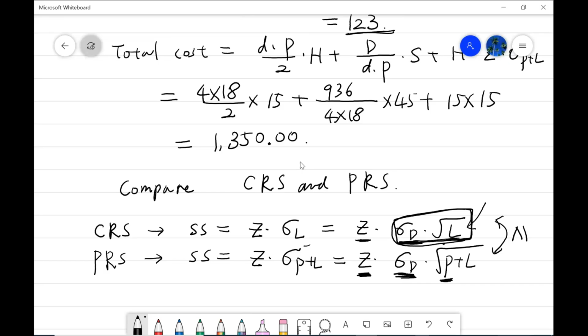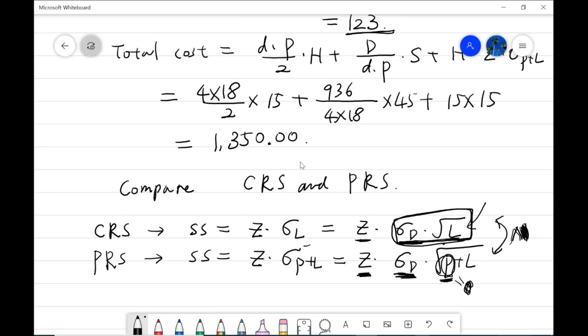So what happened here is that this is a greater-than-or-equal-to relationship, okay. But what happens when it is equal? When P is 0, it is going to be exactly equal. The safety stock amount in the continuous review system and the safety stock amount in the periodic review system will be exactly the same when P is 0. What is P? Review period. What does it mean that P is 0? P is the review period.